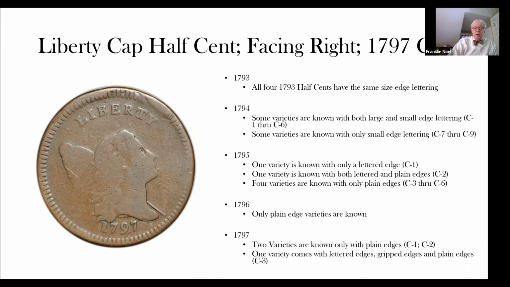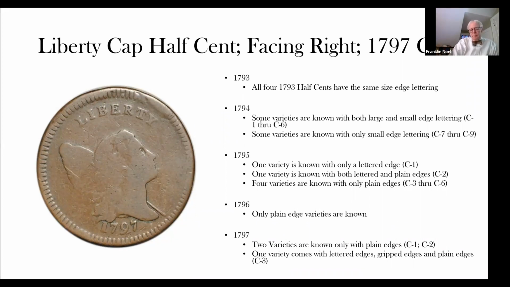So what are subvarieties? One feature of the Liberty Cap half cent that does not plague other half cents is the presence or absence of edge lettering and the differences between the size of the letters. That's right, differences in the edge lettering on some Liberty Cap half cents create additional and sometimes quite rare, and in one case, unique subvarieties.